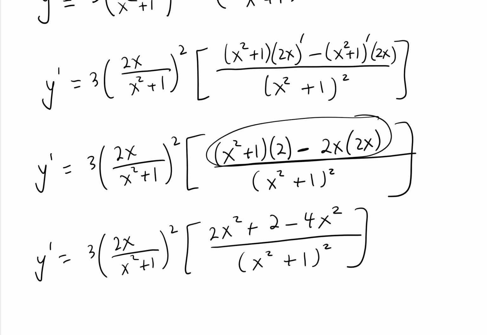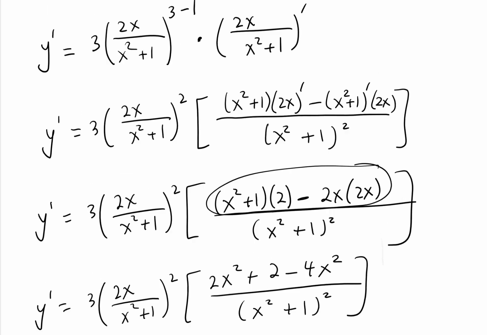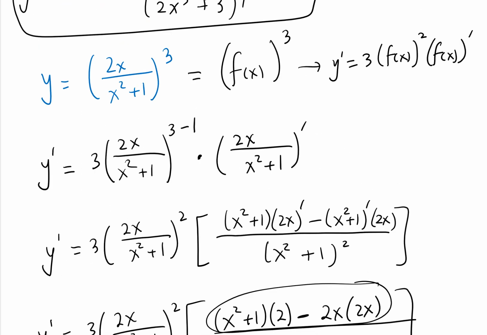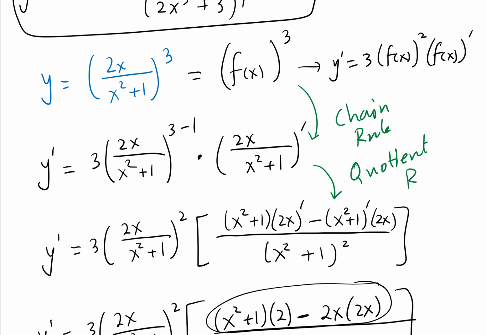Wait, Professor. Yeah. So you use the product rule, but in using the product rule... No, from here to here I use the chain rule. And here to here we use the quotient rule. Is that okay? Yeah.